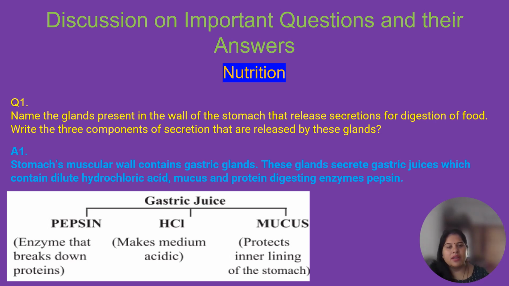So in the wall of stomach, there is gastric gland. Gastric gland secrete the gastric juice, and it secrete pepsin. Pepsin is an enzyme which break down the protein into amino acids. Hydrochloric acid, what is the function of hydrochloric acid? It makes the medium acidic so that pepsin can work in that acidic medium. And mucus, because hydrochloric acid is secreting, so to protect the inner lining of the stomach, mucus is also released by the gastric gland.